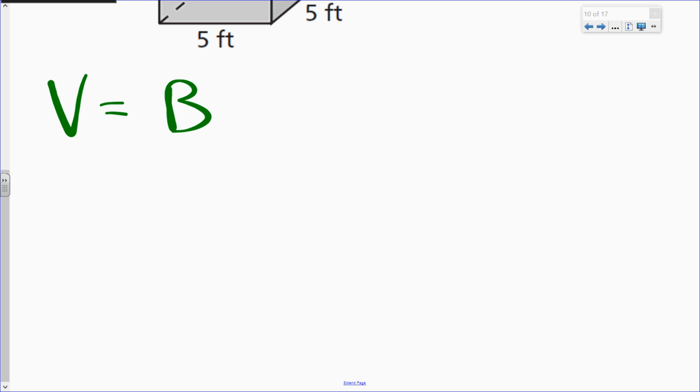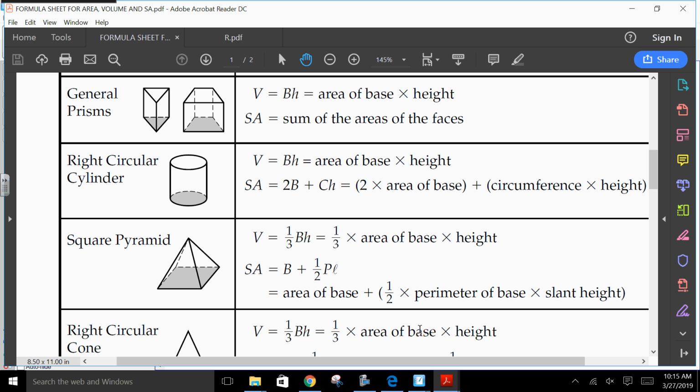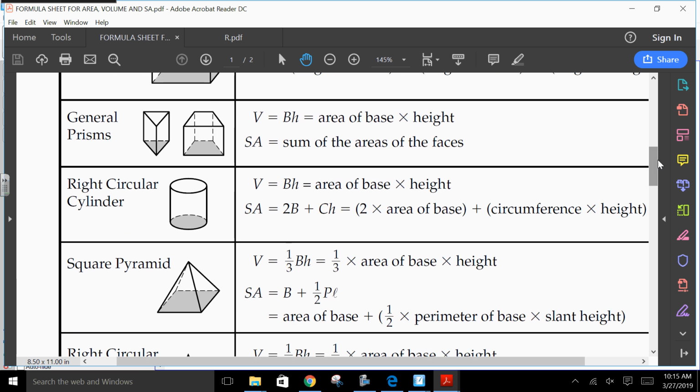Area of the base times height. That's a cylinder. Right, Razo? Let's see. Cylinder. I have mine right here. Here we go. Where's the cylinder? There it is. Area of the base times height. Sweet.